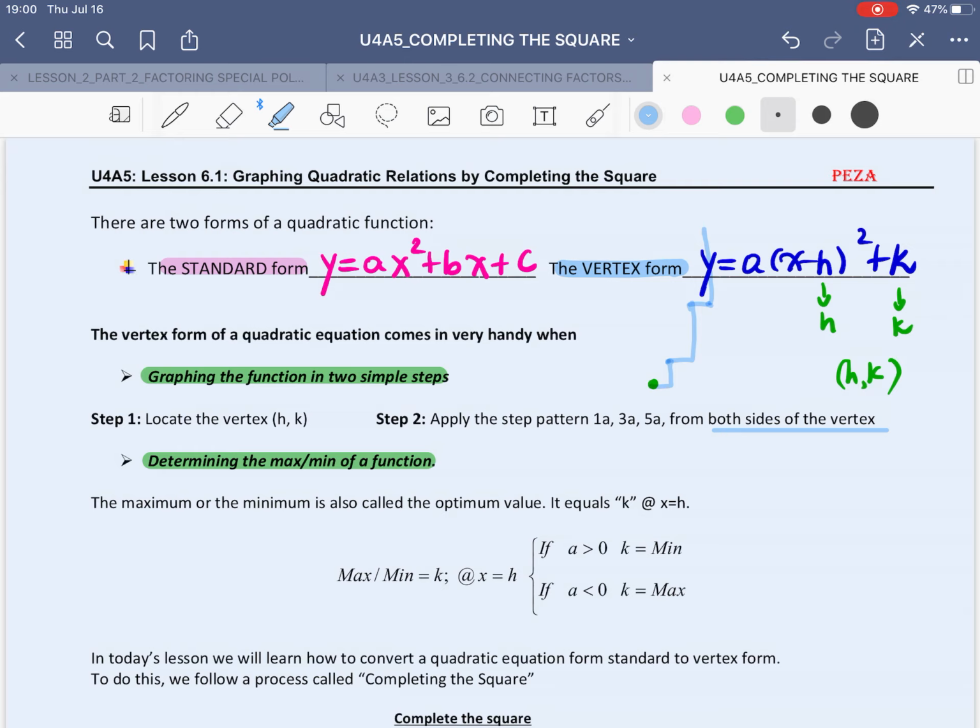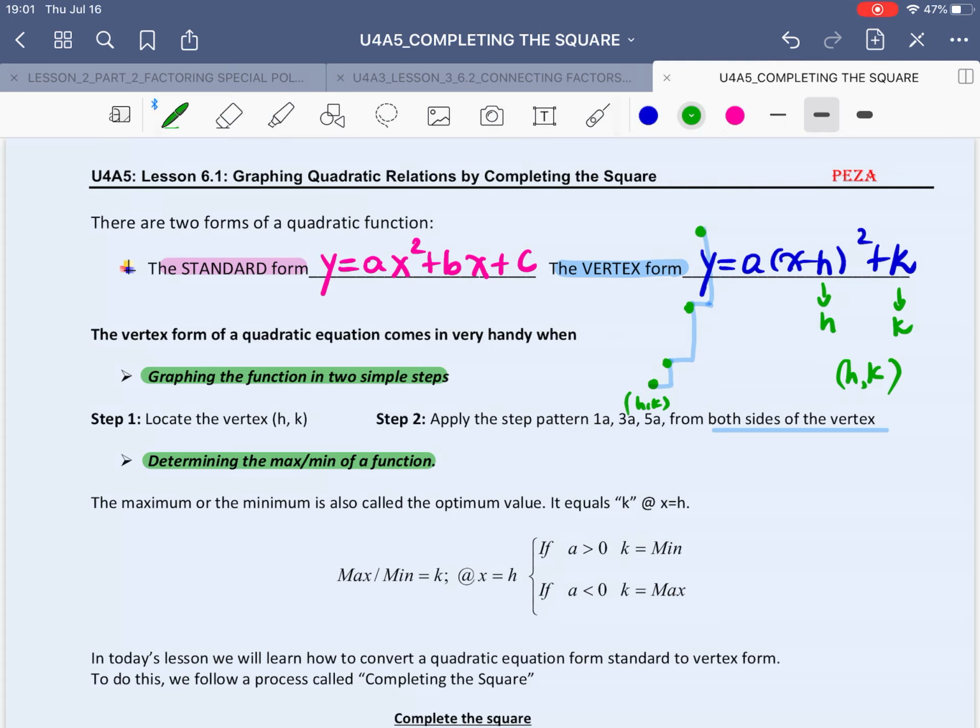Now, wherever we have landed, we have to mark a point. So we're going to say over 1 up 1, it's a point. Over 1 up 3, it's a point. Over 1 up 5, that's another point here. Now, when we say that we have to apply it from both sides of the vertex, it means that here is the vertex, and I'm going to mark this actually by the letters H and K, and we just apply the step pattern from one side of the vertex.